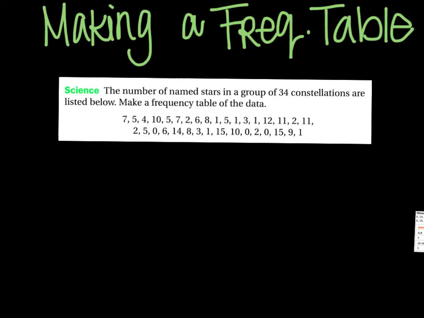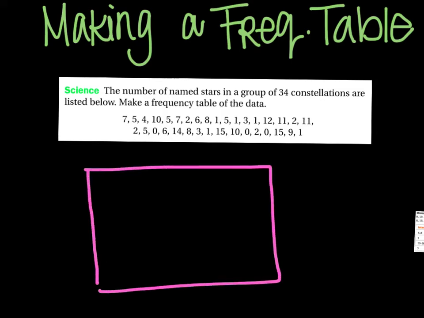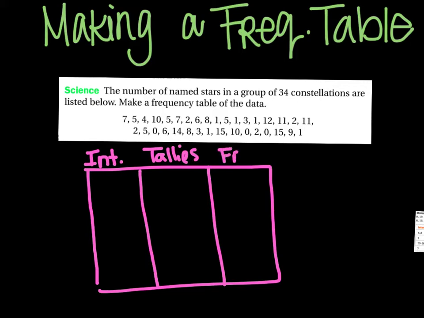Alright, we are going to talk about making a frequency table. The list that you see is the number of named stars in 34 constellations, and then we're going to make a frequency table off of that. So what you're going to do is have a table. You're going to have the first part be the interval, then you have tallies, and then you have your frequency.